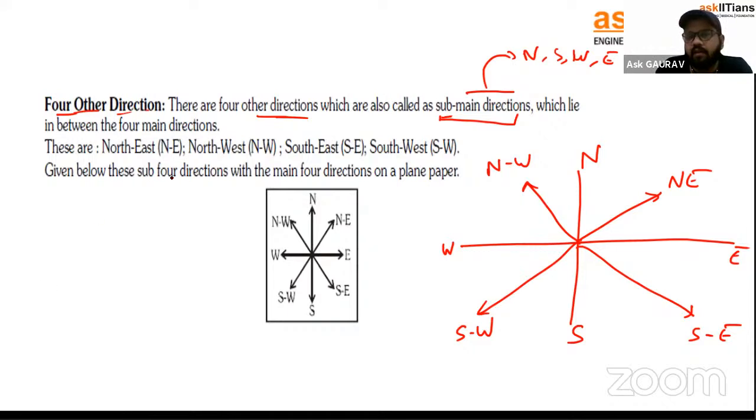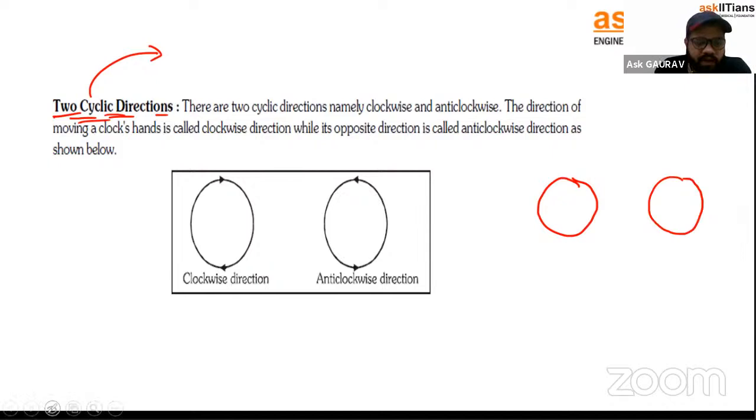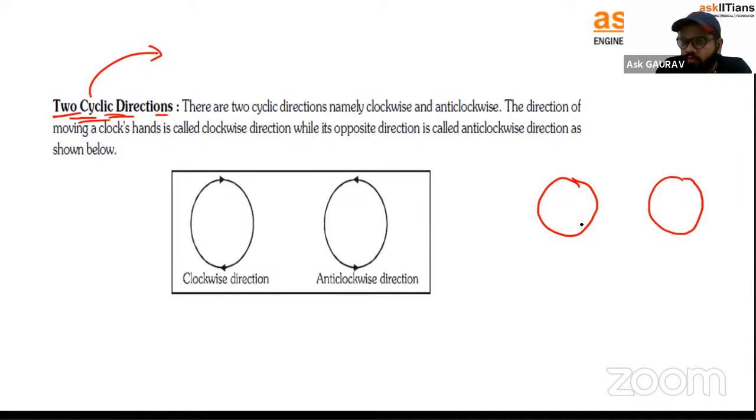After this, the directions, we have the two cyclic directions. I think this you already know. If we want to move in a circle, then we can have only two directions. One is if we move in a clockwise direction like this way, right? How does the clock move? Like this is 12, then 1, 2, 3, 4, 5, 6. So clock moves in this direction. This is clockwise.